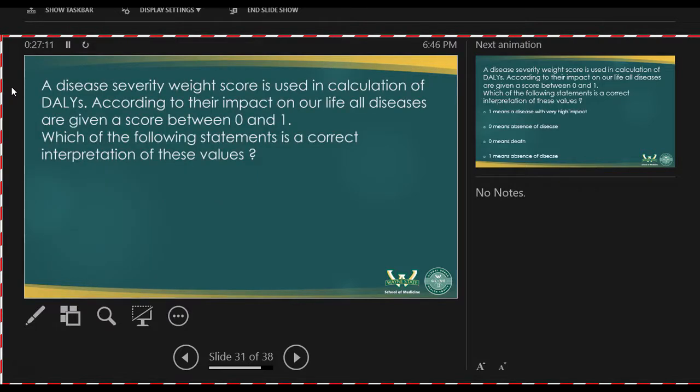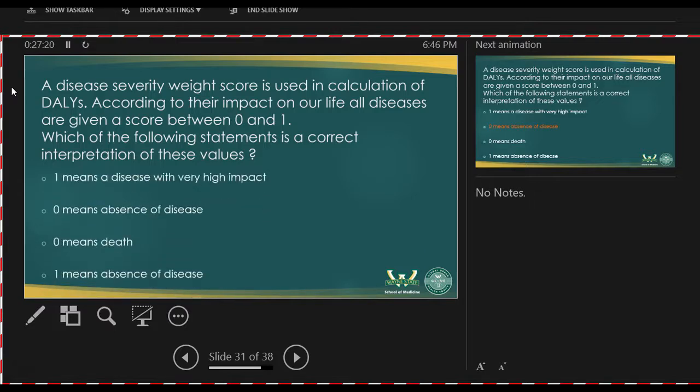Disease severity score is used in calculating dailies. According to their impact on our life, diseases are given a score of 0 to 1. Which of the following statements is the correct interpretation of these values? So if you don't get this, I'm going to bang my head.